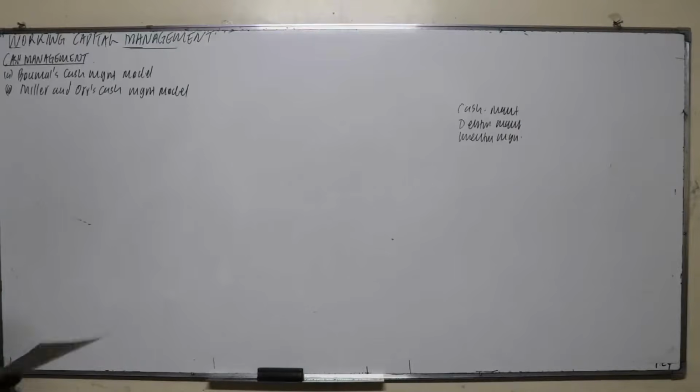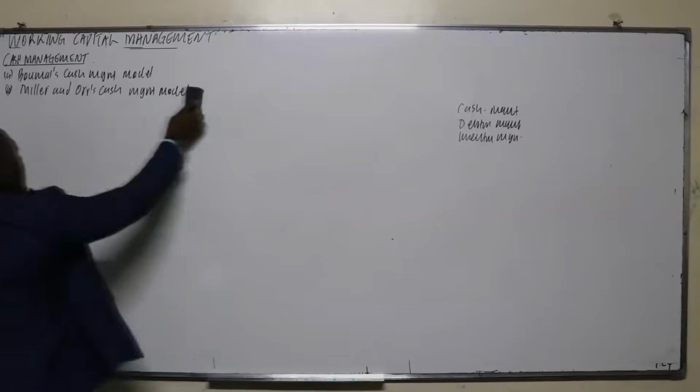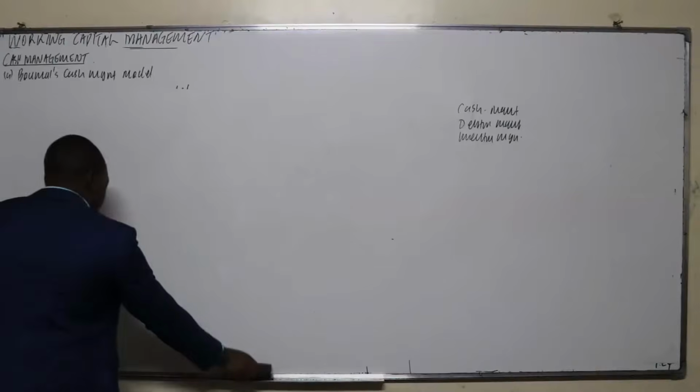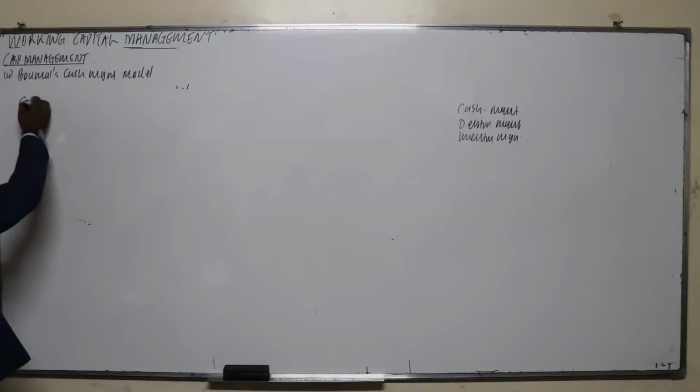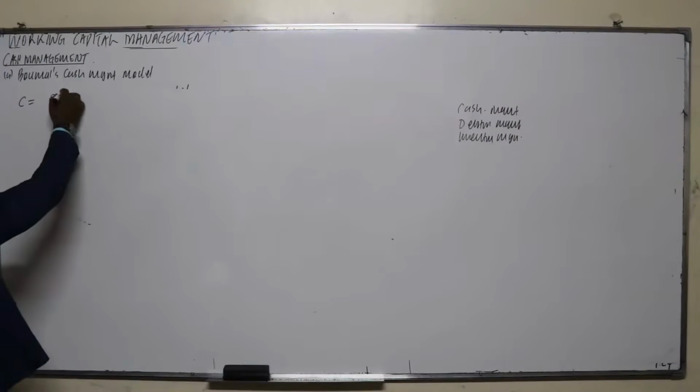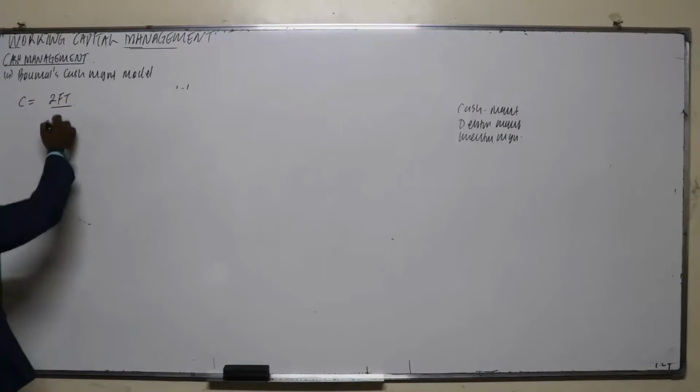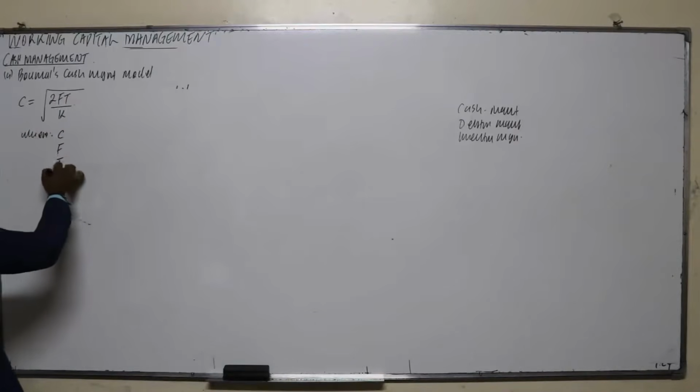Also, it's evaluated as follows. To get C, it is the square root of 2FT divided by K. Where what is C, what is F, what is T, what is K?